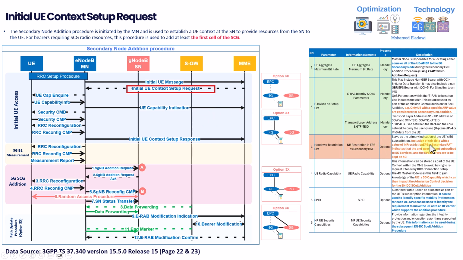If you look into this message, it's saying that inclusion of this field within this initial context setup request, called restriction in EPS secondary RAT, indicates that this user is not subscribed to 5G. There is no subscription for 5G. So in this case, the eNB will prevent the SgNB addition for this particular user. Simply, it will not deliver the B1 event configuration if this is being sent here.